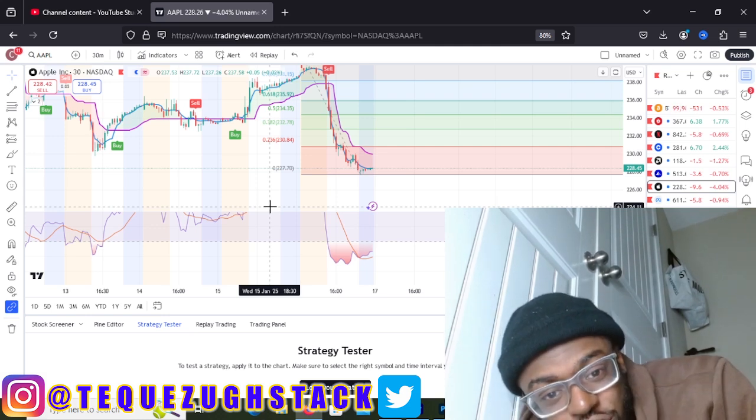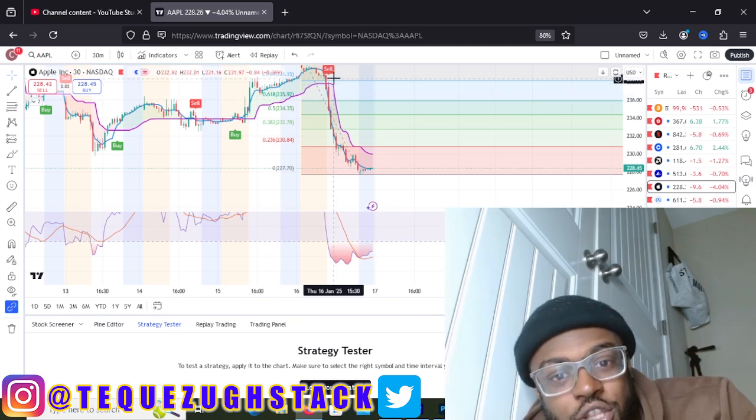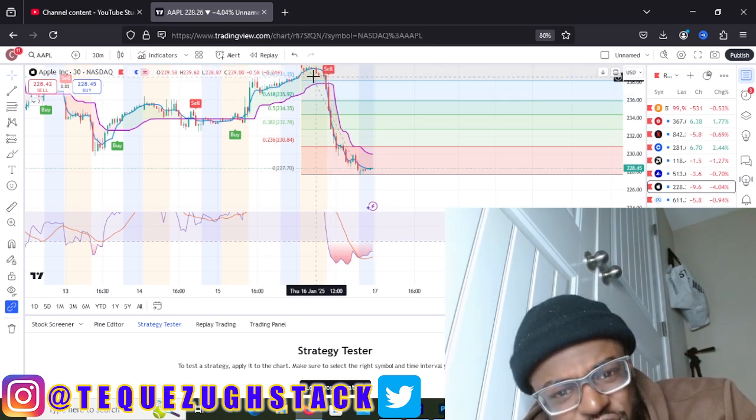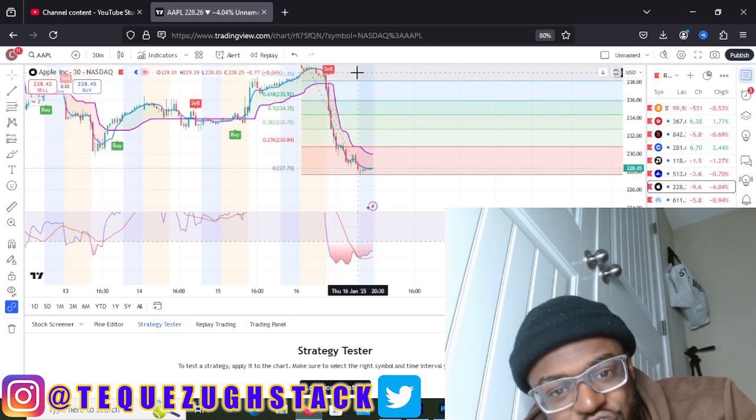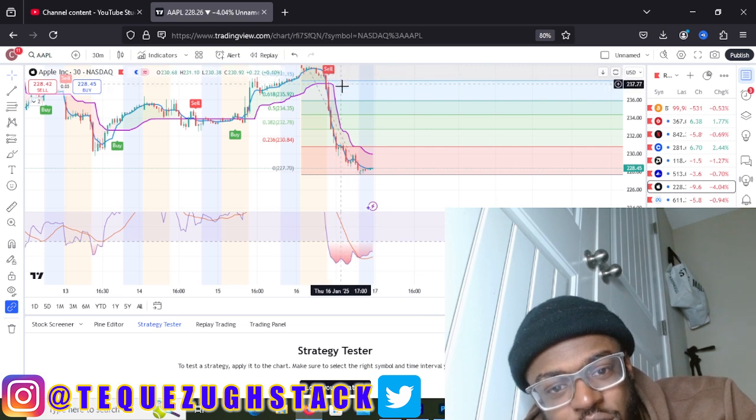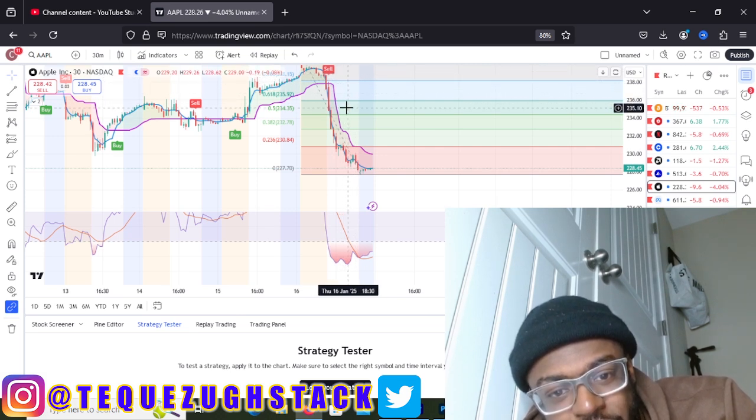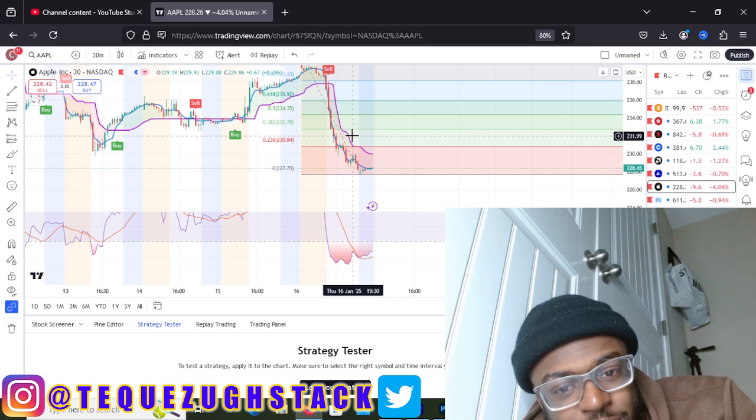I'll let you know what the zones mean too. This gray zone is usually a sell zone. It's usually like a stutter area. They'll stutter in this gray zone. Green is profit.